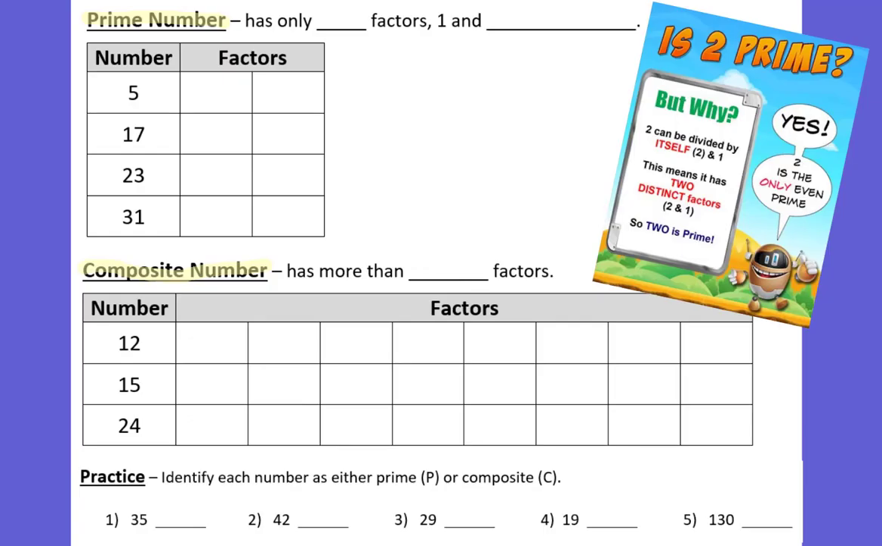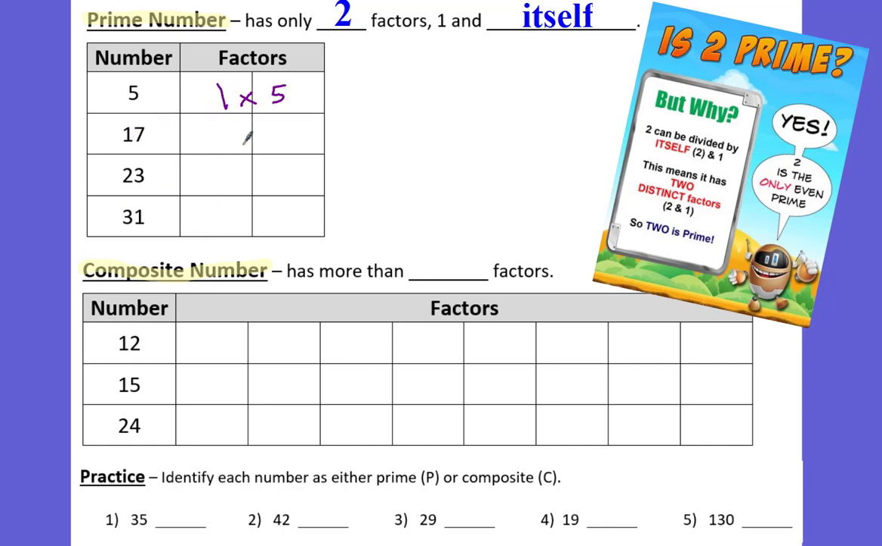Okay, let's review what prime numbers are. Prime numbers have only two factors, 1 and itself. Remember, factors are numbers that you multiply together to get a product or to get a certain number. So for example, 5. The only numbers you can multiply together to make 5 are 1 times 5 or 5 times 1. It doesn't matter the order, the factors are the same.